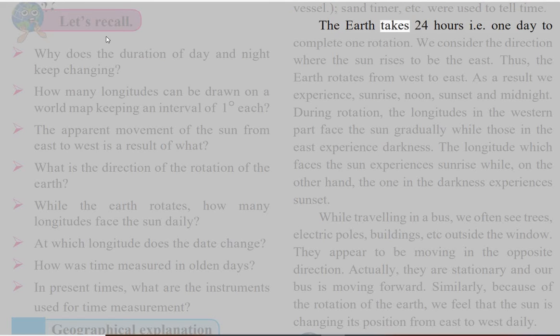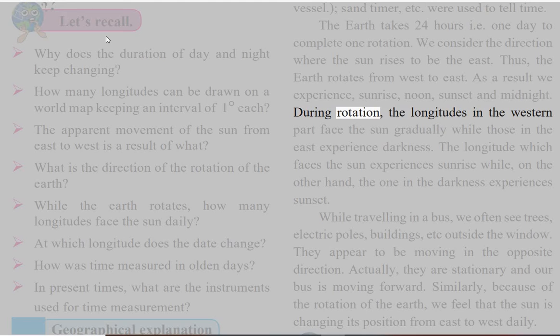The earth takes 24 hours, i.e. 1 day, to complete one rotation. We consider the direction where the sun rises to be the east. Thus, the earth rotates from west to east. As a result, we experience sunrise, noon, sunset, and midnight.